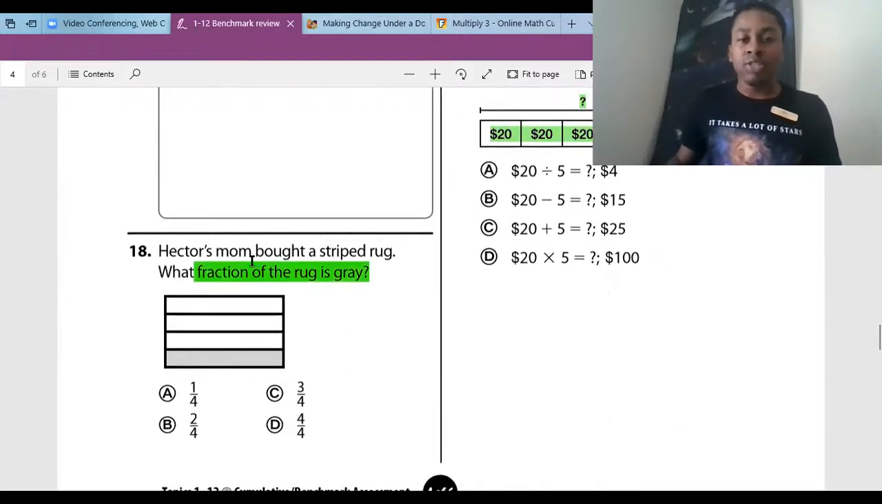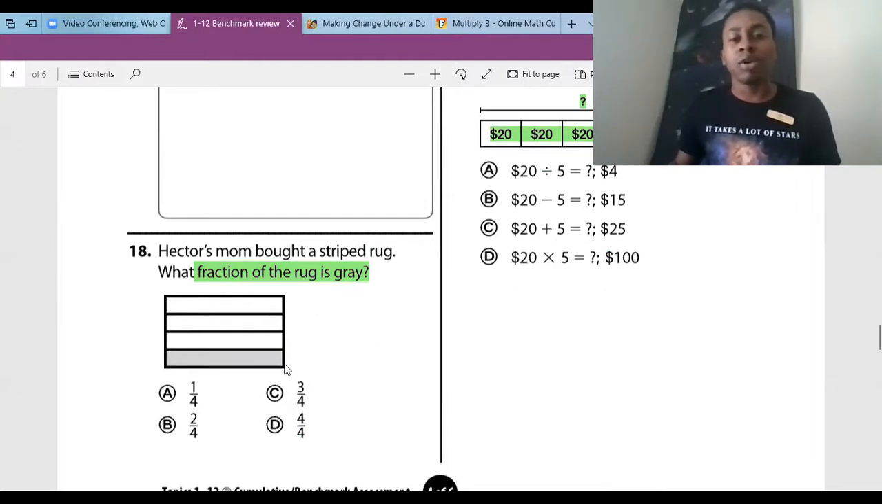It says Hector's mom brought a striped rug. What fraction of the rug is gray? Now, hopefully you can see it much better than I can. When you're looking at that gray strip right there, you need to count how many there are, first of all, for your denominator, and then you look and see how many there are that are gray. So we're looking at that fraction of the rug that is gray.